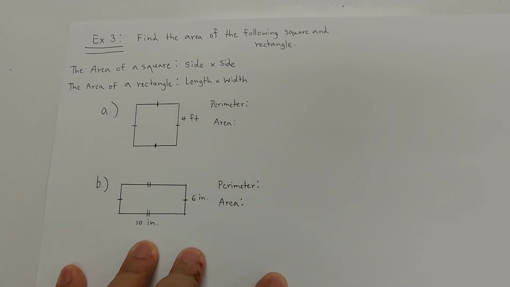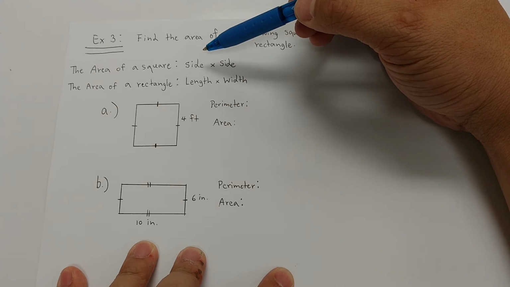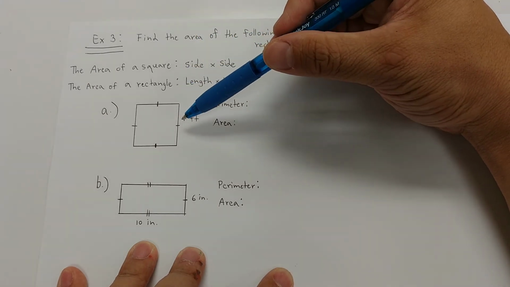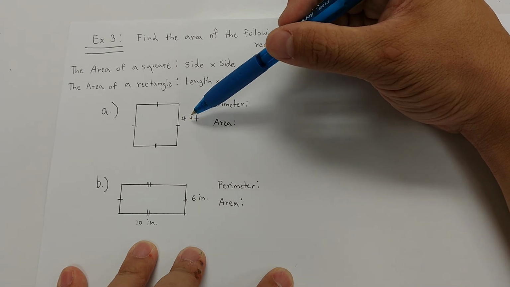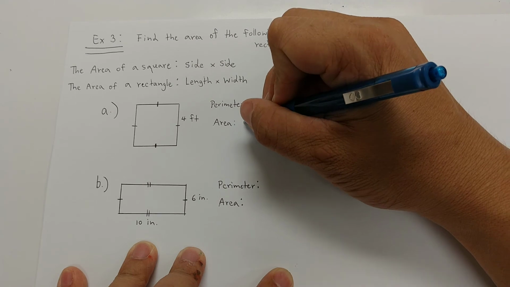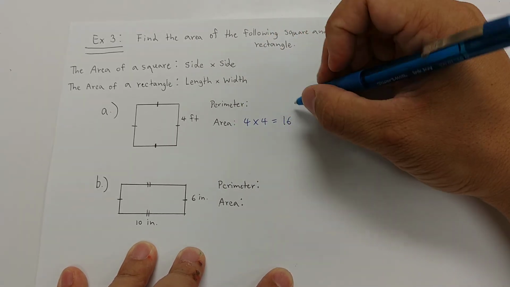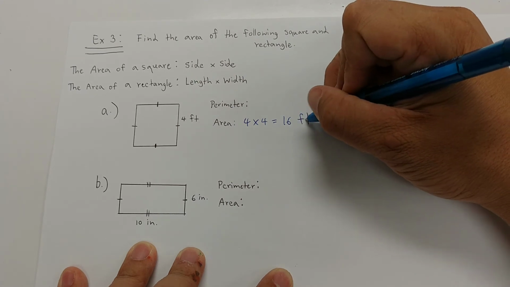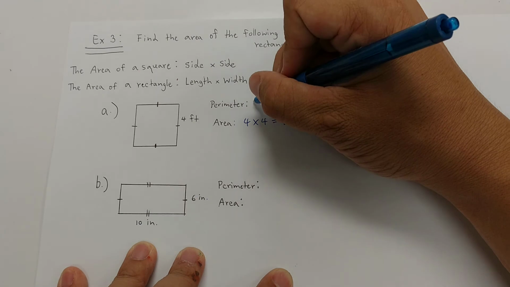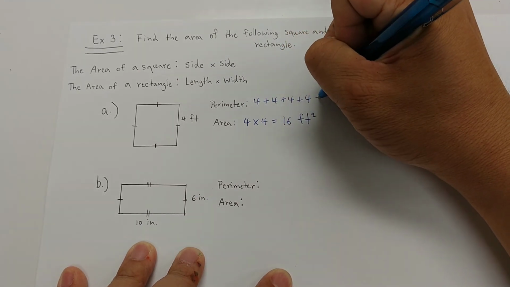Now, for the area of a square and a rectangle. We know that in a square, all sides are equal, so the area of a square is just side times side. In this case, each side is 4 feet long, so to find the area we just do 4 times 4, which gives us 16 feet squared.